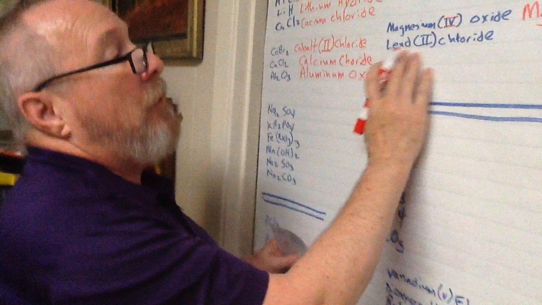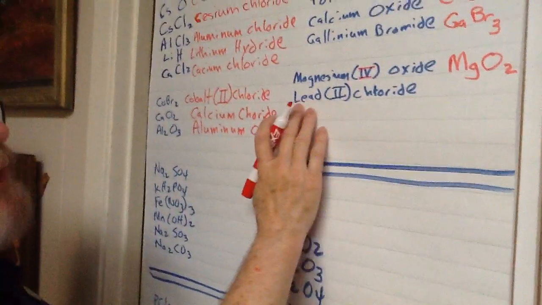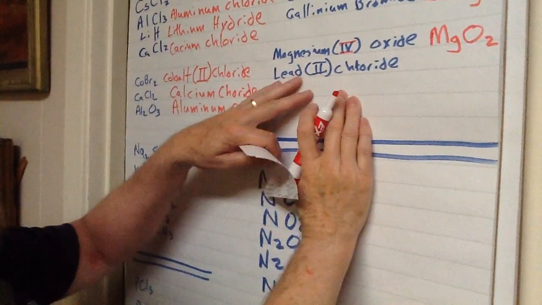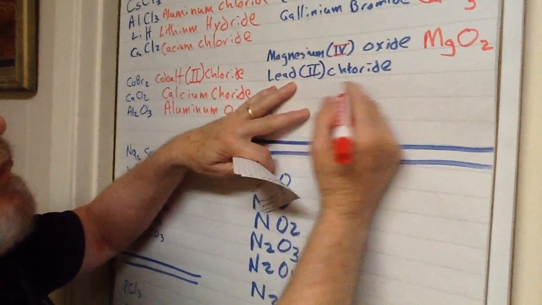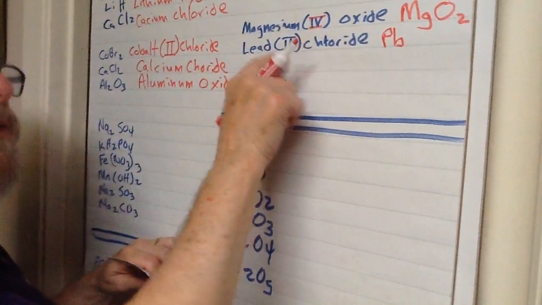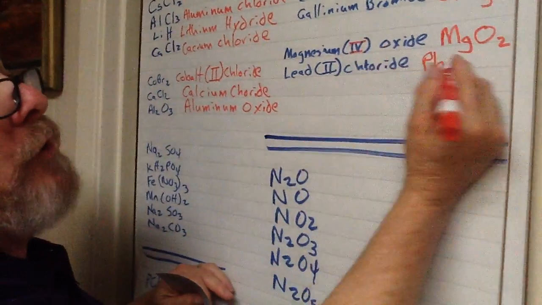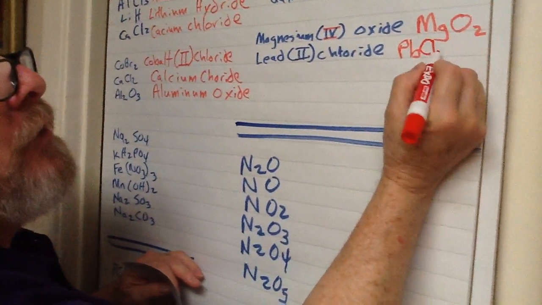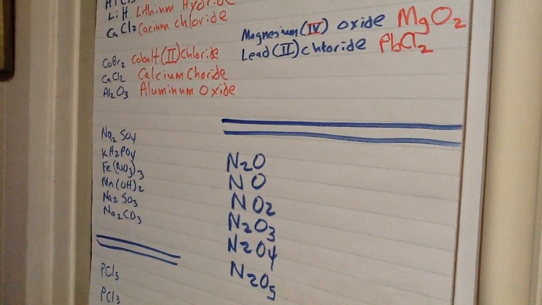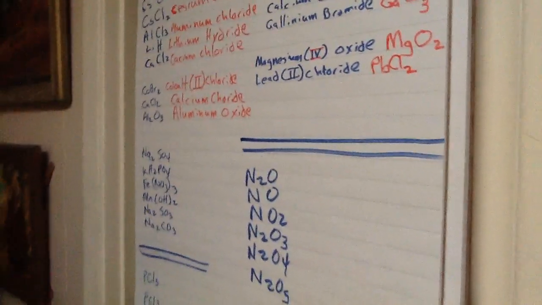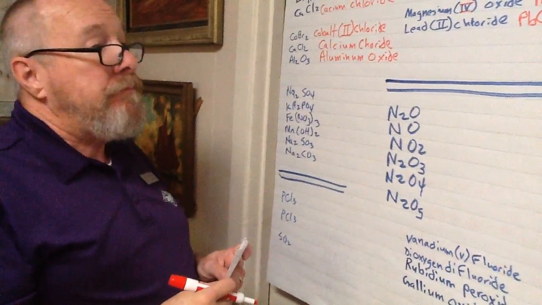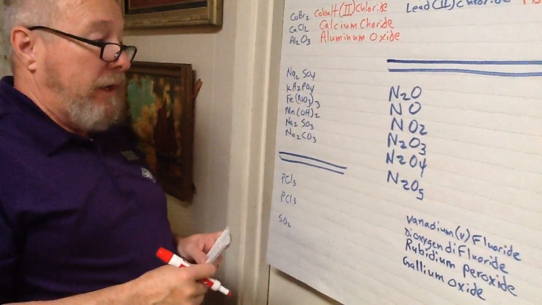And here's lead 2 chloride. So there are 2 different forms of lead, plumbous and plumbic. This one would be the plumbous chloride. It also can be plus 4, but this lead, Pb, has a plus 2 charge because the Roman numeral says it does. Chloride's always minus 1, it's group 7, so I'm going to need 2 of those. PbCl2. Okay?